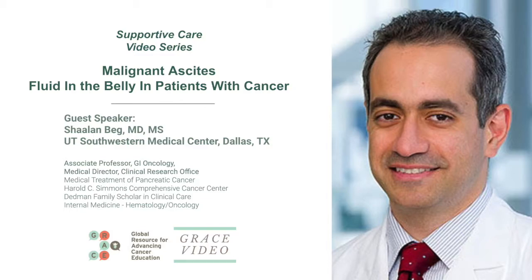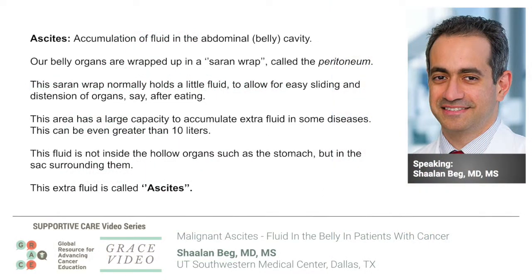So, Dr. Beg, we're chatting about ascites in patients with cancer. Can you tell our listeners and audience about what that means? So simply put, ascites means that there is accumulation of fluid in the peritoneal cavity. The way I like to think about it is our intestines, our abdominal organs are all held together with this saran wrap that goes around all the intestines and holds all our insides together. And sometimes there can be fluid that accumulates in that space, and that area has a pretty large capacity to hold large amounts of fluid, not uncommon to exceed 8, 9, 10 liters of fluid at a time.